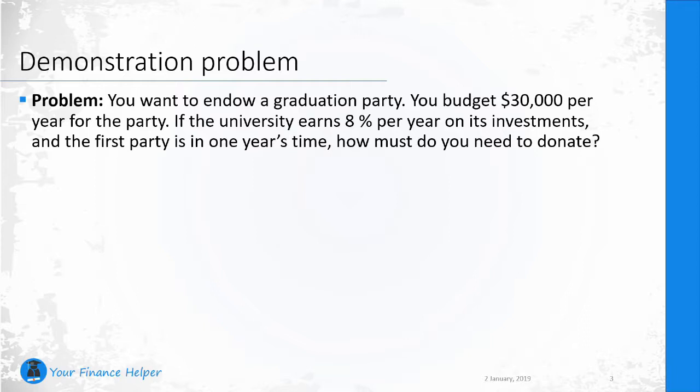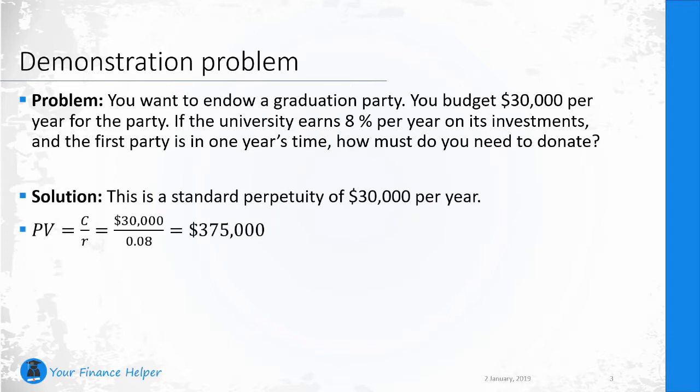An example of this using a demonstration problem could be that you want to endow a graduation party. You budget $30,000 per year for the party. If the university earns 8% per year on its investments, and the first party is in 1 year's time, how much do you need to donate? So try to calculate this yourself. Try using the formula that I just gave you and see how it works out for you.